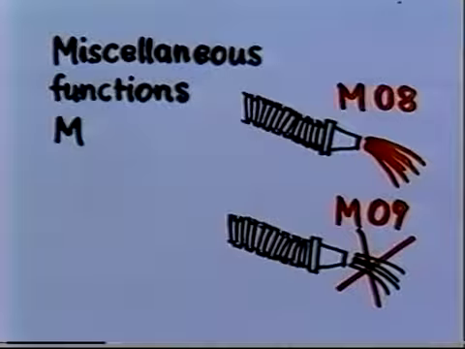The third group contains machine switching functions with address M. M08 means coolant on, for example. M09 means coolant off.